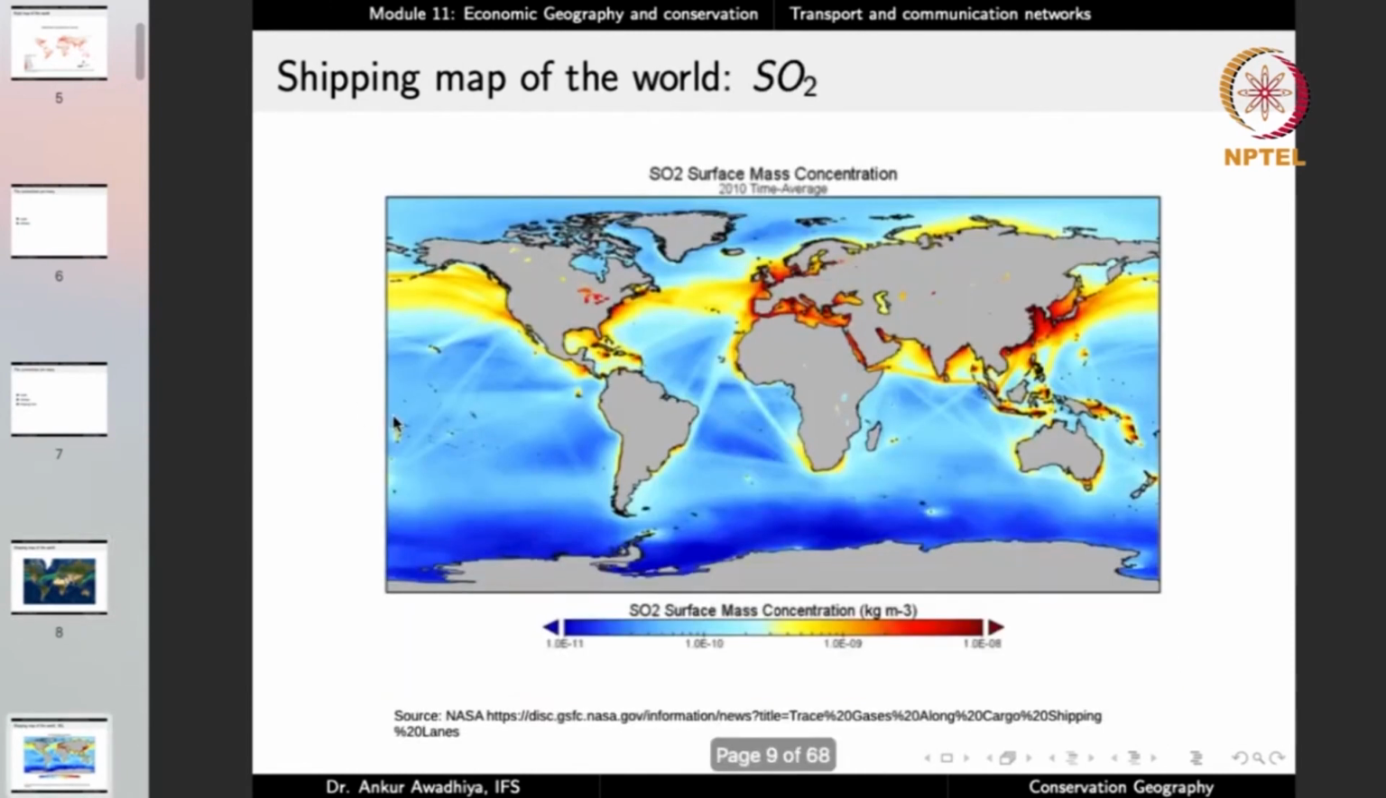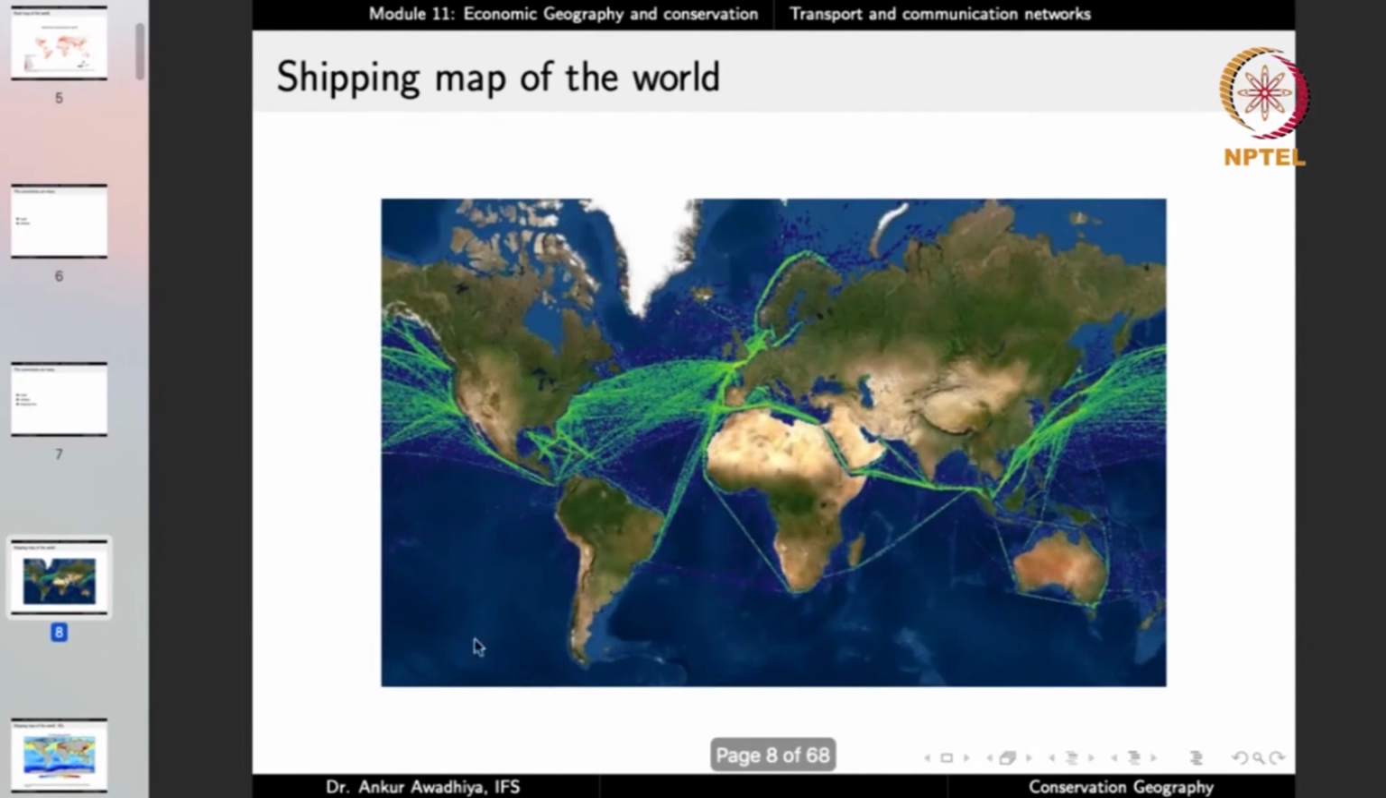We talk about the areas here. Here again you have a high sulfur dioxide concentration, and the sulfur dioxide concentration in these areas is much greater than these areas where you do not have these shipping routes. So the important point to keep in mind here is that when we talk about development, when we talk about increasing the connectedness of different areas, then they also have a lot of conservation implications. The conservation implications are so high that we can even look at them from the space.